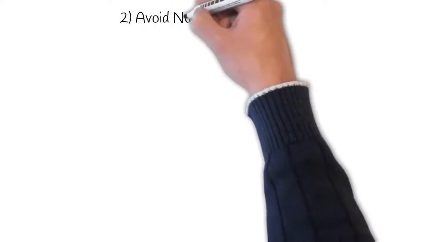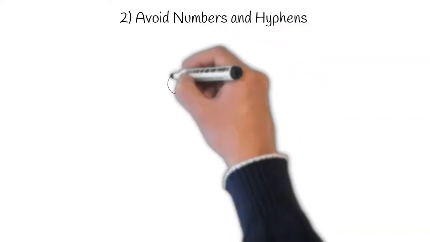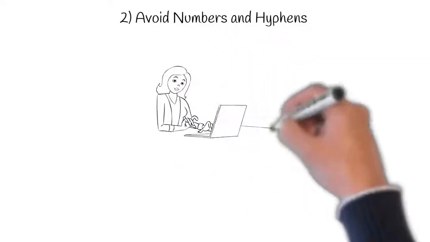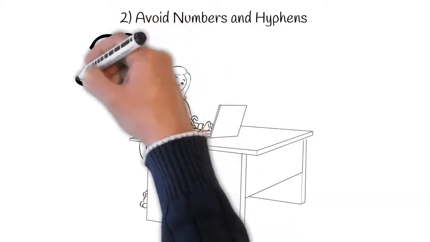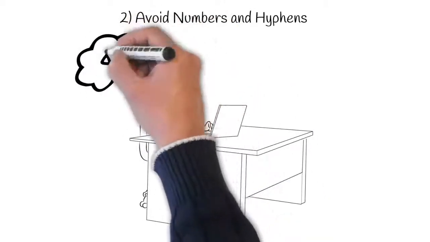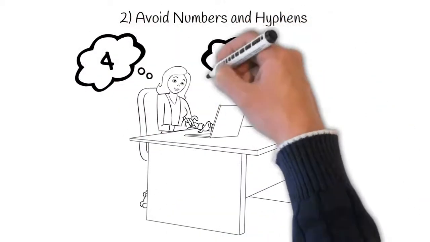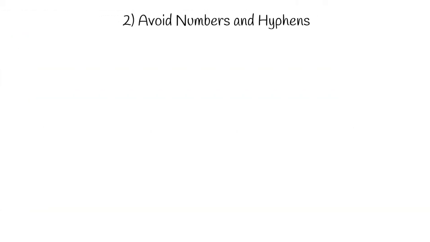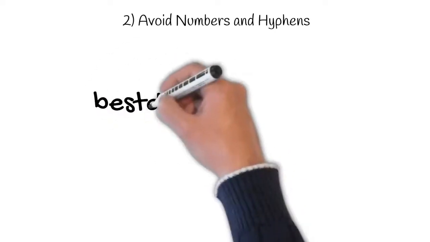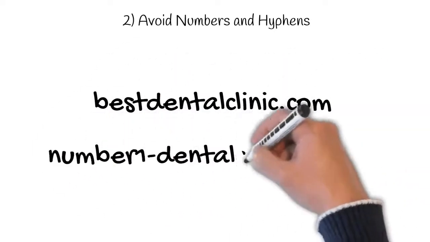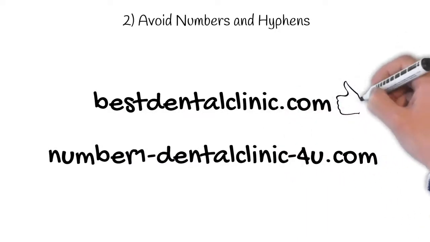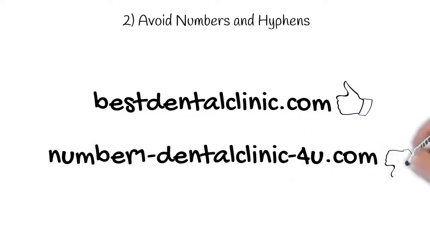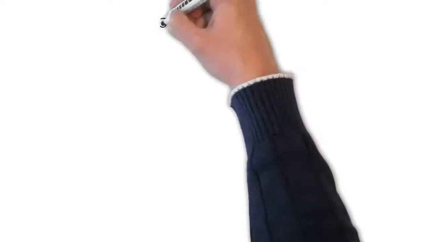The second tip is to avoid numbers and hyphens. Numbers and hyphens are often misunderstood. People who hear your website address don't know if you are using a numeral 4 or it's spelled out "four". So you risk losing traffic. For example, the domain bestdentalclinic.com is much better than the domain number1dentalclinic4u.com.